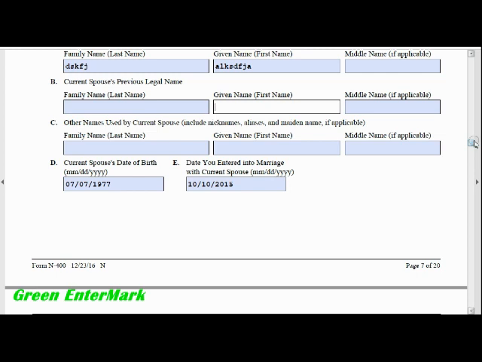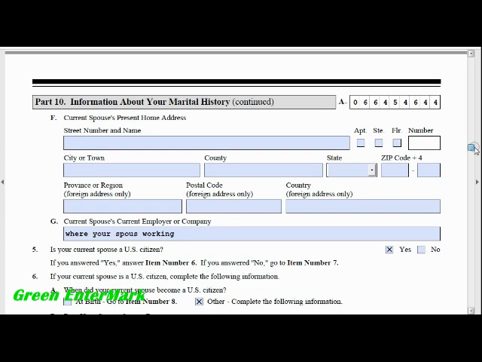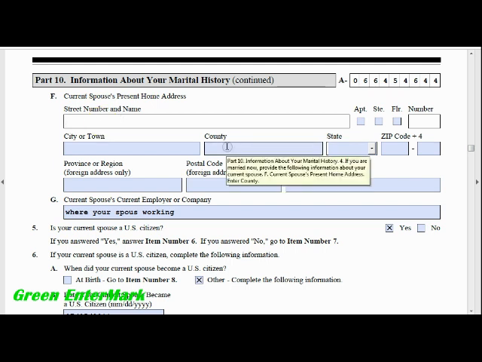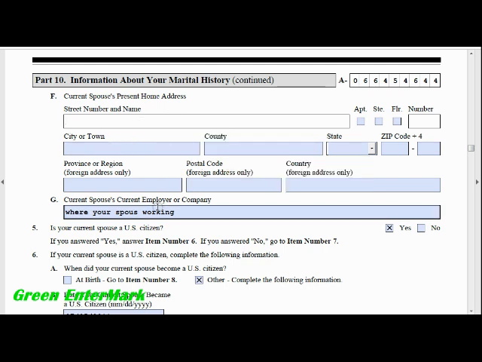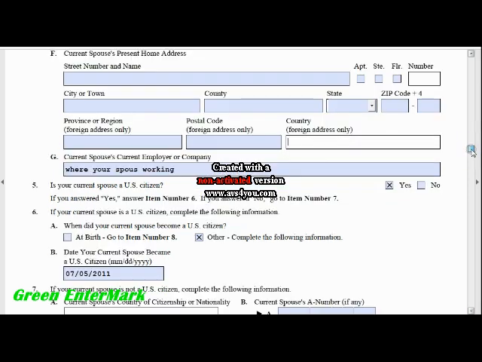Okay, then we are now coming on the part 10. Continue. It's current spouse present home address. Obviously, if she is living with you, you have to mention your address, or if she is living in another home, you have to mention it. And if he or she lives in another country, you have to mention the country and region, and postal code of this country or region.